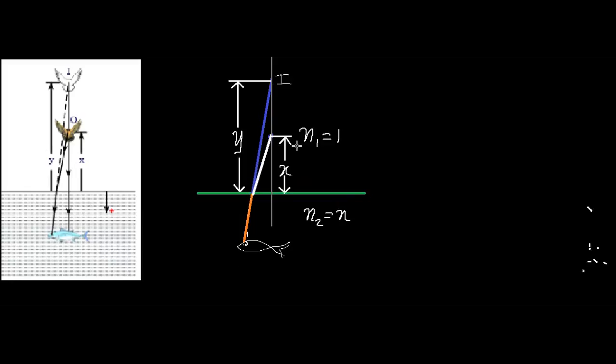Object distance is X and the image distance is Y, and the boundary between the air medium and the water medium is a plane surface. So the radius of curvature of this surface can be taken as infinity. Here R becomes infinity.